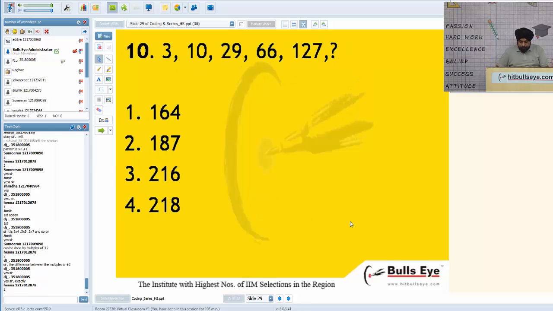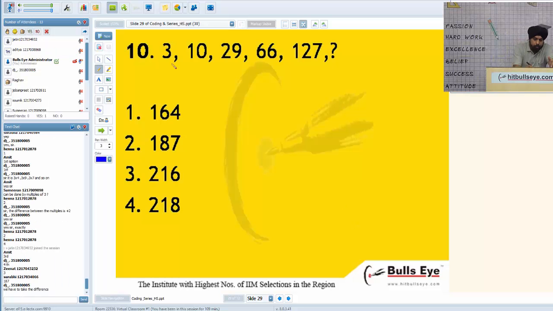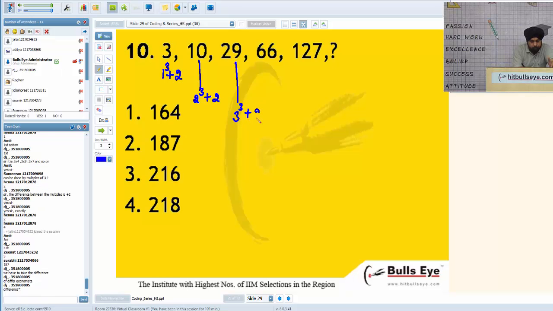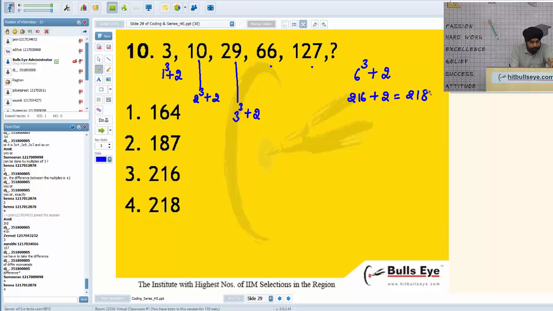The last question on series. Answer it. So here the logic which is applicable, no Surbhi, that is wrong. The logic applicable is 1 cube plus 2. It is 2 cube plus 2. It is 3 cube plus 2. 4 cube plus 2. 5 cube plus 2. And the answer is 6 cube plus 2. Now 6 cube happens to be 216. Your answer happens to be 218.